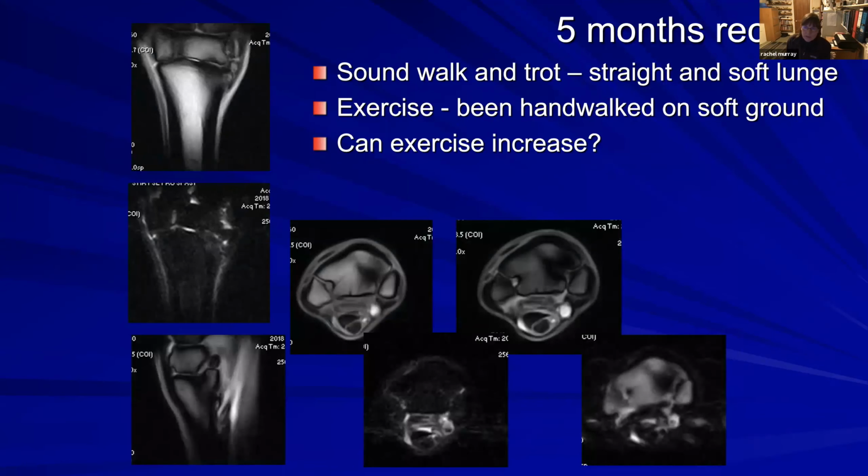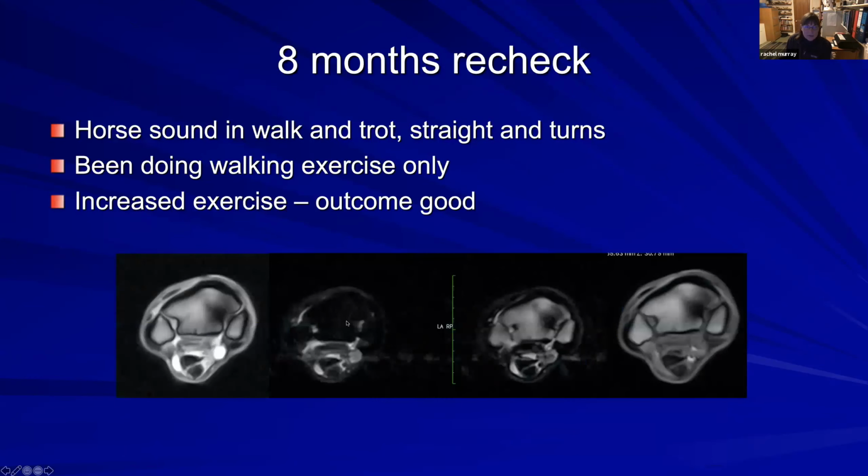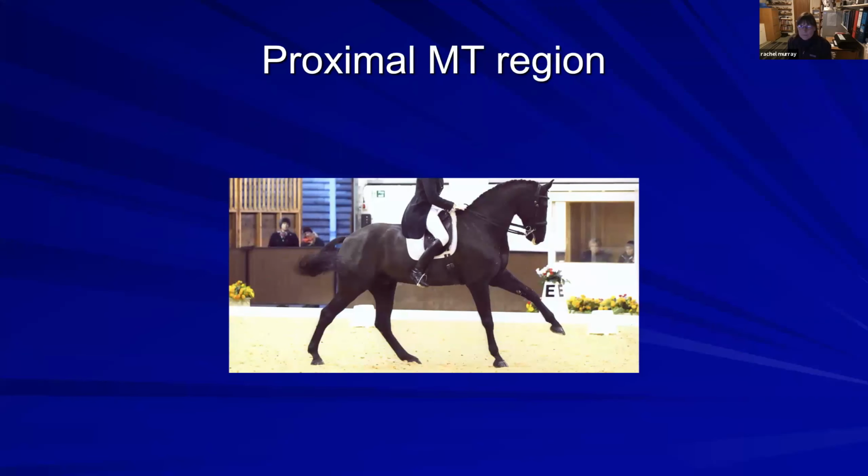By 5 months, it was sound in walk and trot in a straight line. We can see we've got improvement, resolution. We've got filling in of the fracture line at this point. At the 8 months recheck, we can see the fracture line is resolved. We've just got sclerosis in the area, a resolution of the fluid signal. The horse was in increased exercise, and we had a good outcome with this horse. So we judged the progress with this horse each time based on the MRI.